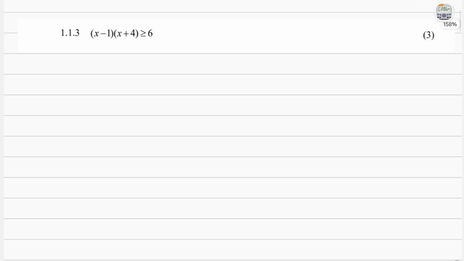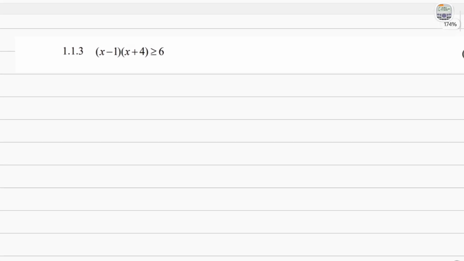Question 1.1.3, we have an inequality, and we need to solve for this inequality. Okay, so straight away notice that one hand side is not equal to 0. So we cannot just work with this quadratic expression. We need to first distribute. So x times x is x squared. And then we'll say plus 4x minus x, which give us a positive 3x. And then negative 1 times 4 is negative 4. And then we can just go ahead and transpose that 6. So it's negative 6. And that is greater than or equal to 0.